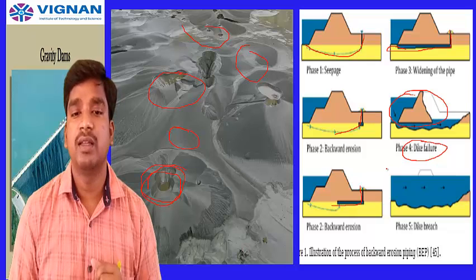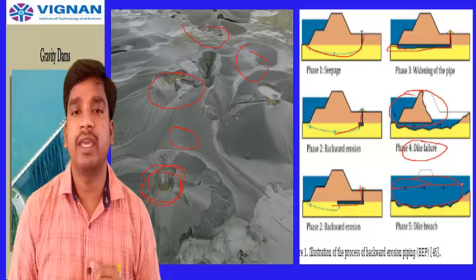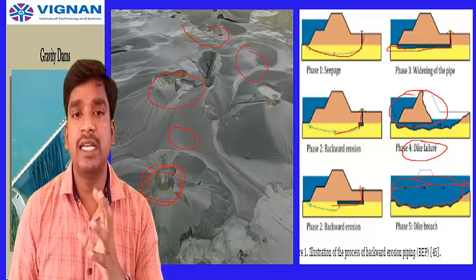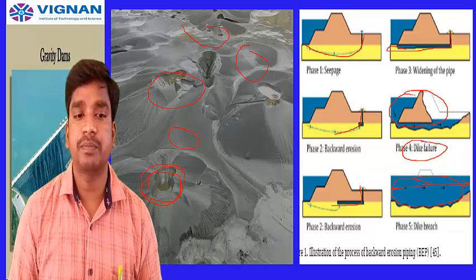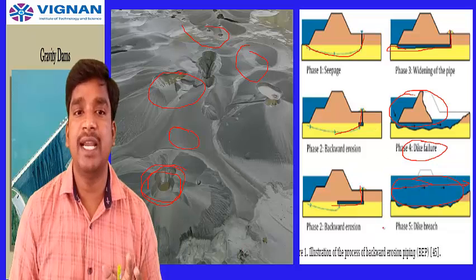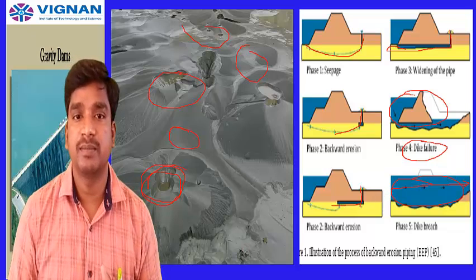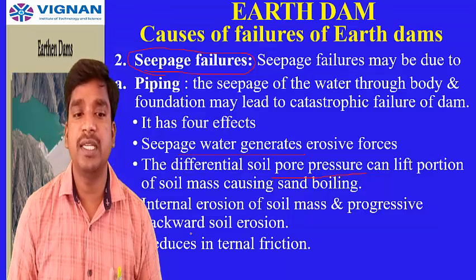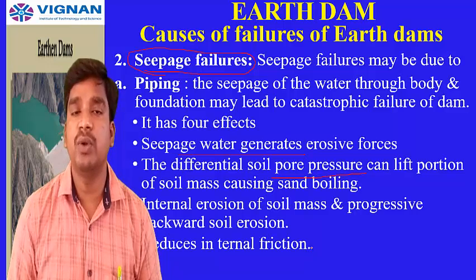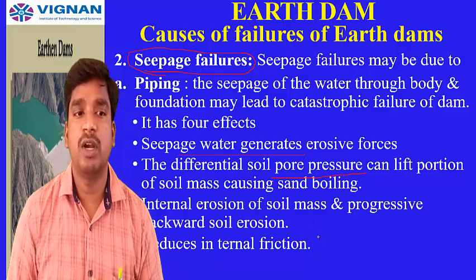Now here you can see, because of the heavy water pressure, all the dam material is completely washed away. This is called backward erosion. Such cases have already been seen in other countries, and this kind of failure has been experienced. Based on experience, sand boiling as well as backward erosion have been included in the design. Next, reduced internal friction: if seepage increases, it reduces the internal friction of the material. So these are the causes of failure of earth dams. This is called piping.